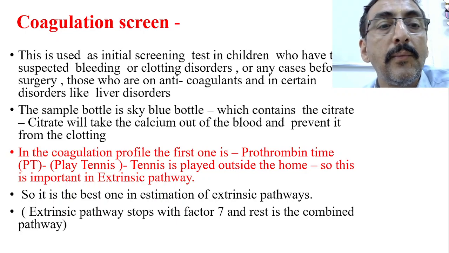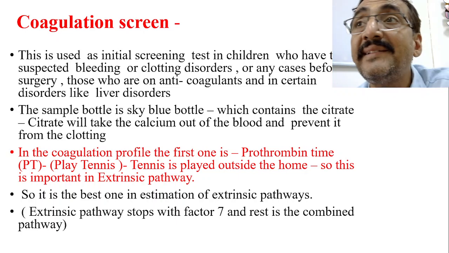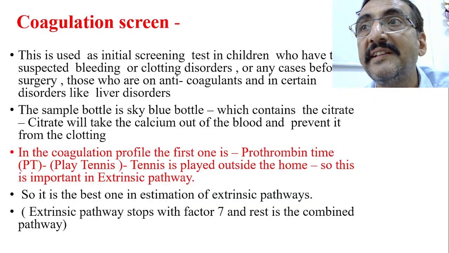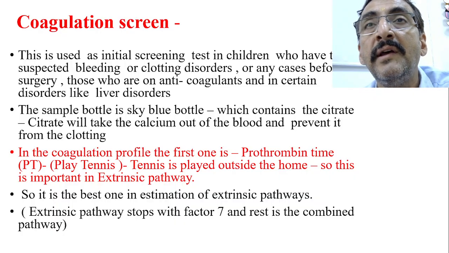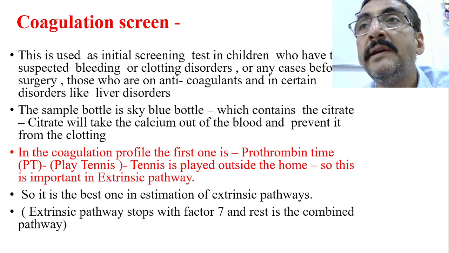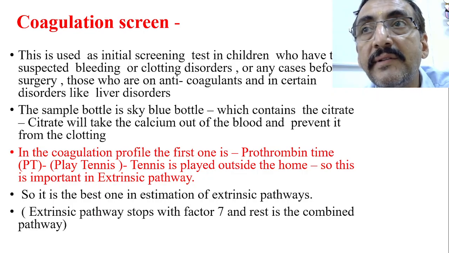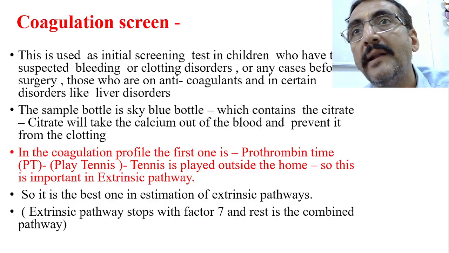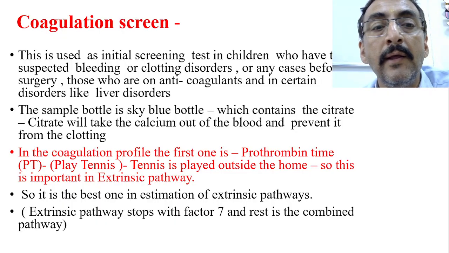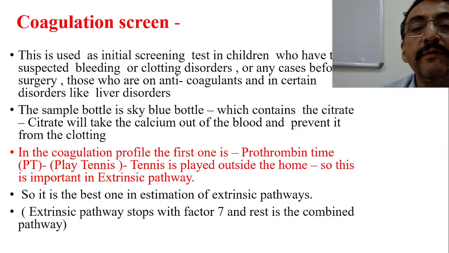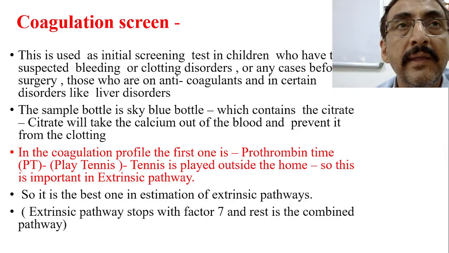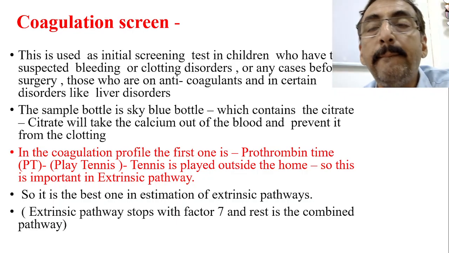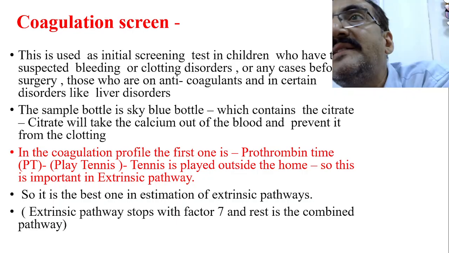Now, in the extrinsic pathway, as soon as the injury takes place, factor number 7 is activated. Factor number 7 directly activates factor number 10. And from factor number 10, there is thromboplastin, then fibrinogen, then fibrin, and then the plug. So in the coagulation profile, the first one is prothrombin time. Prothrombin time is the best indicator of the extrinsic pathway.